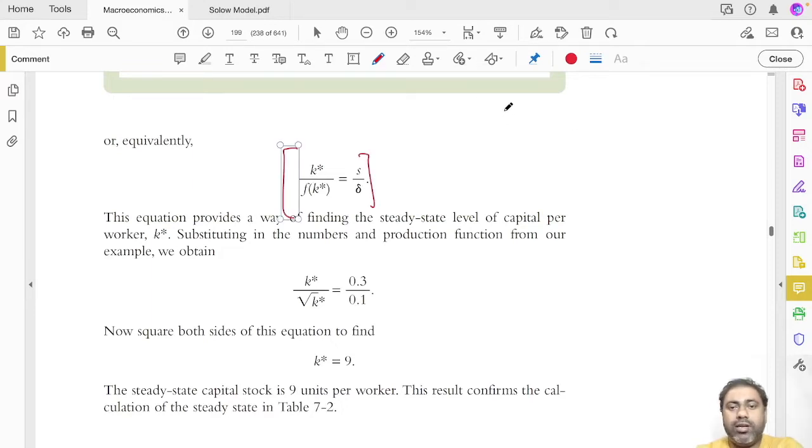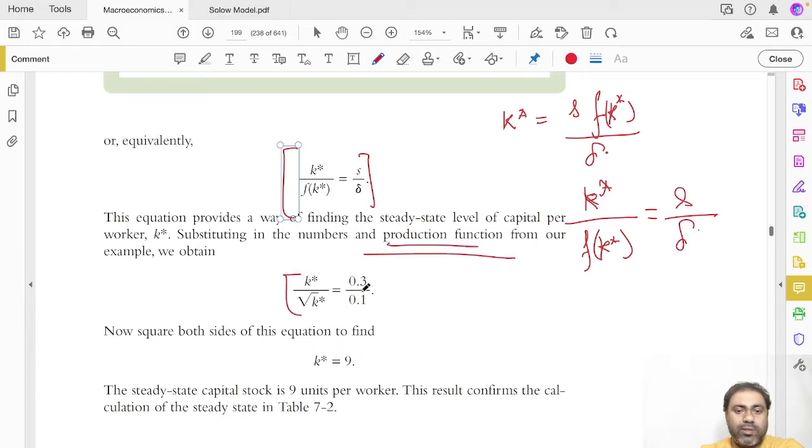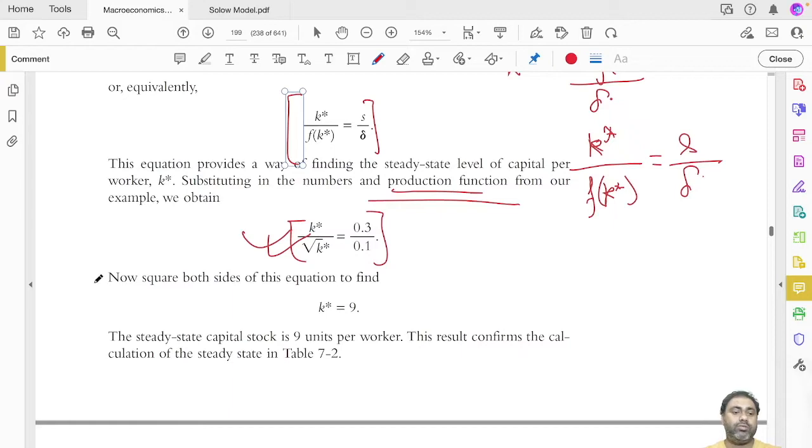Or we calculated it as, let's say, K star equals S F K star by delta. This is your depreciation. So K star by F K star is equal to S by delta. So this is the same thing. It's more like when you want to solve these equations. So this is a very good example to solve the equations.